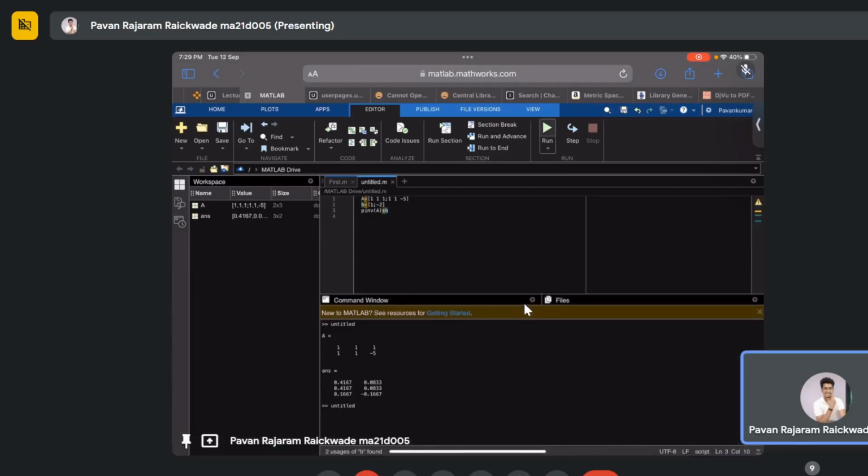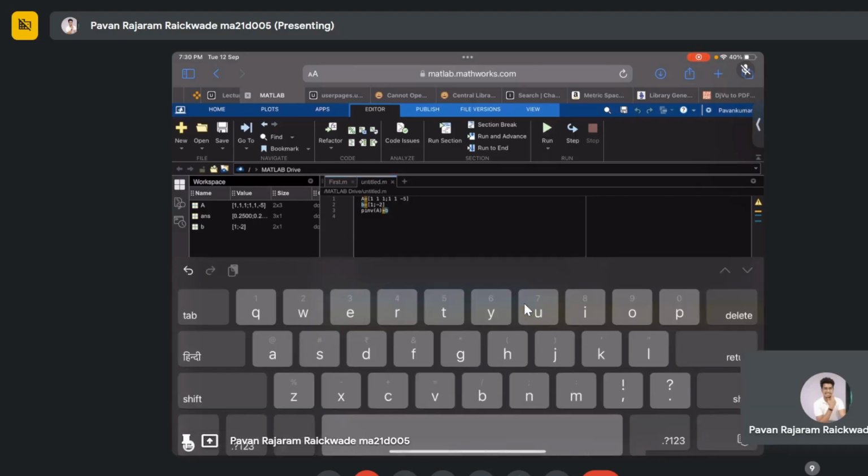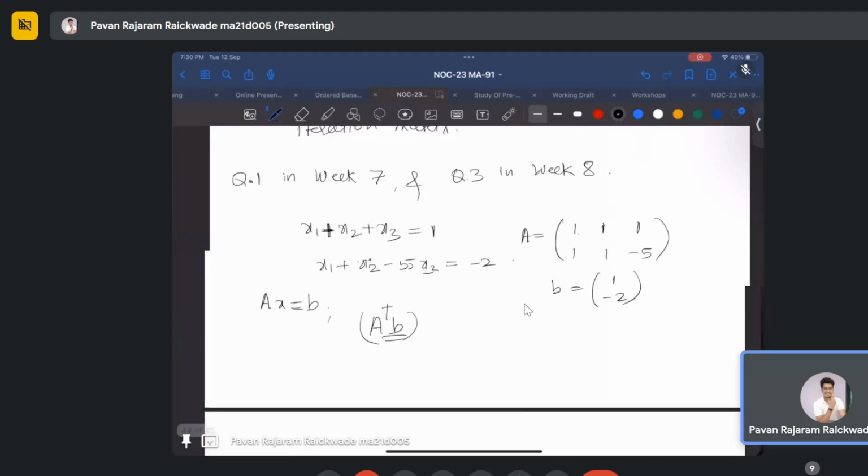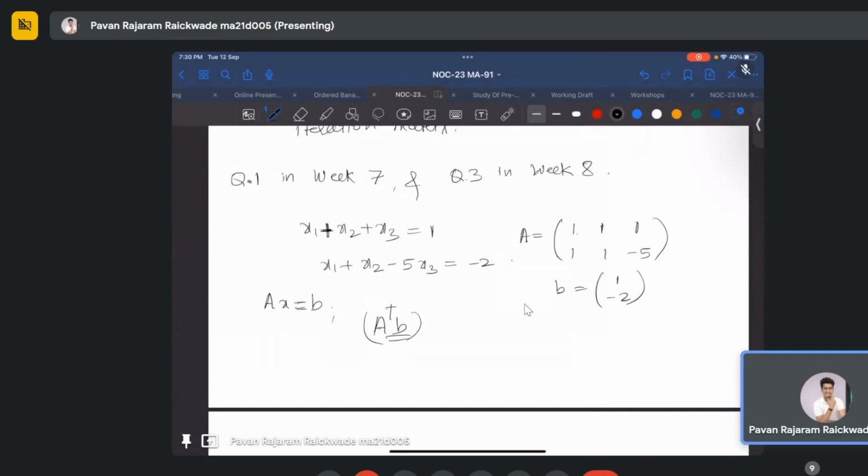Let's run again. So the answer is 0.25, 0.25, 0.5. I got this. This is the correct answer. So the answer you got has to be 0.25, 0.25 and 0.5. In other words, I got the same, but sir, this is not in the options. Options are other than this.